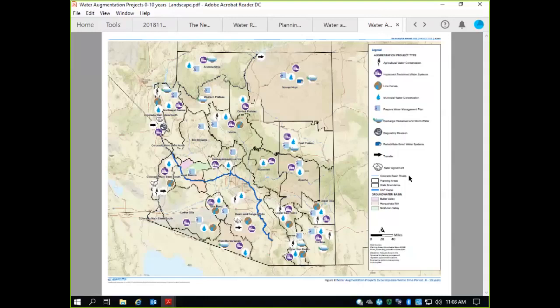So, Richard, how did we come up with the areas where we've shown transfers? Yeah, the ones on this map are all based on specific feedback we got from somewhere.